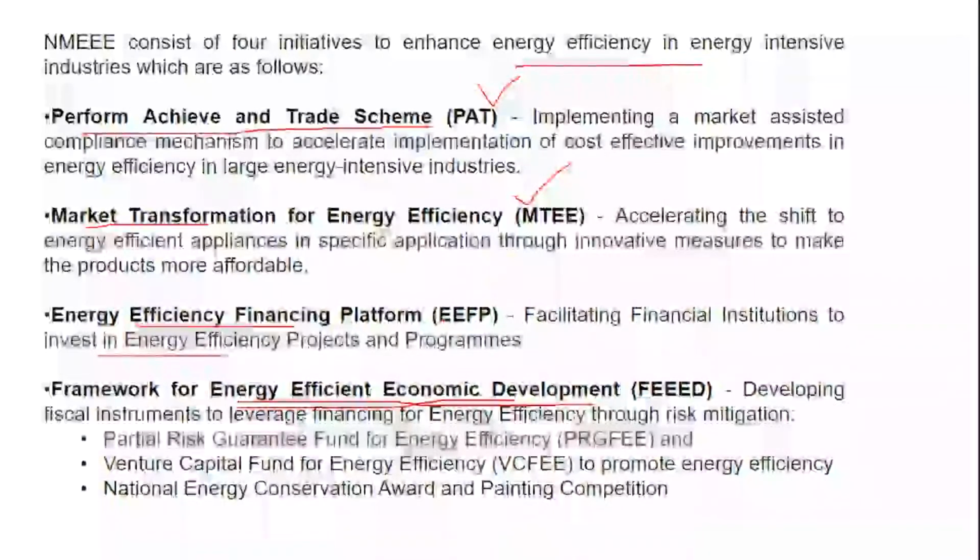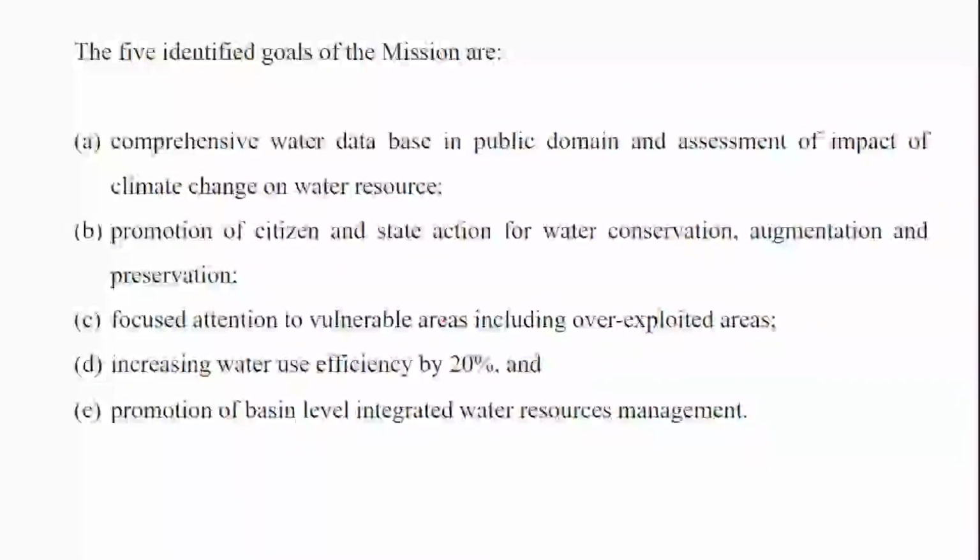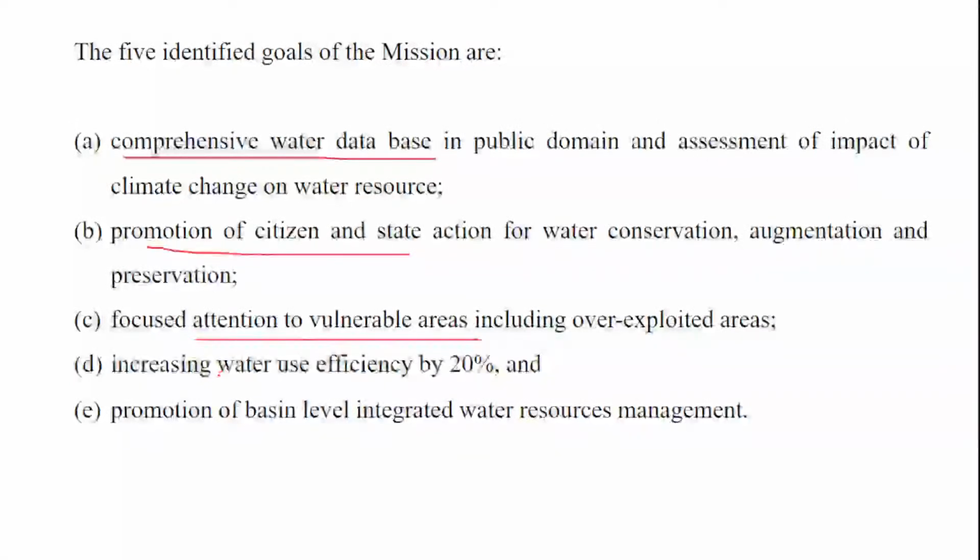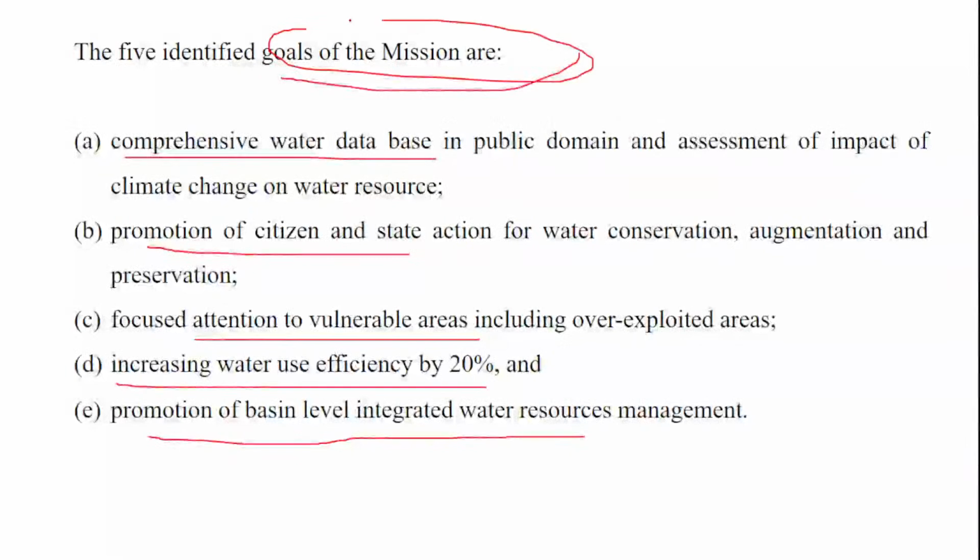Okay, so this is basically the detailed initiative which was started for energy efficiency in energy intensive industries. So this is very, very important. Now, what are the 5 identified goals of the mission? Here we are talking about comprehensive water data, promotion of citizen action, focused attention to vulnerable areas, increasing water efficiency by 20%, and promotion of basin level integrated water management. These are the goals which have to be followed with respect to the National Mission on Water. Okay, water mission.